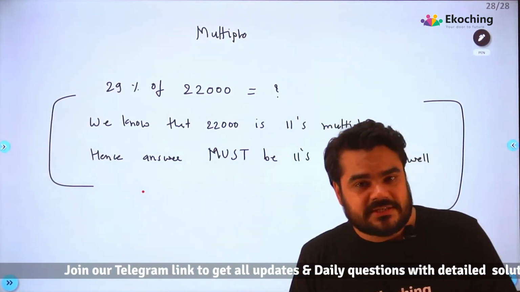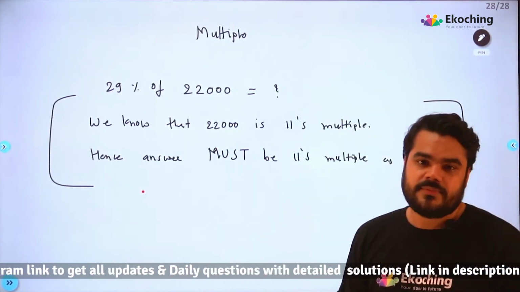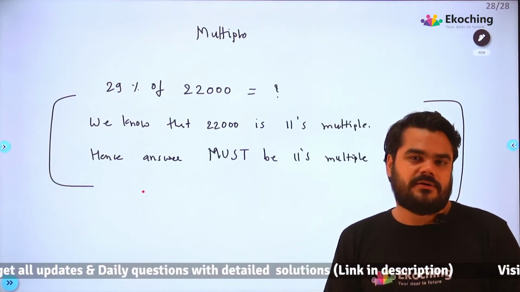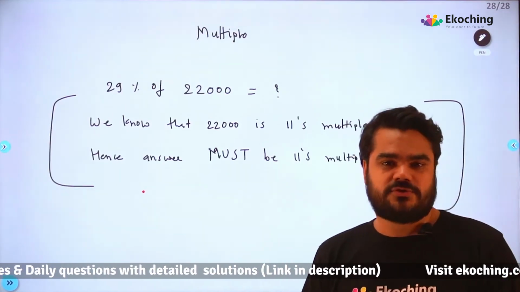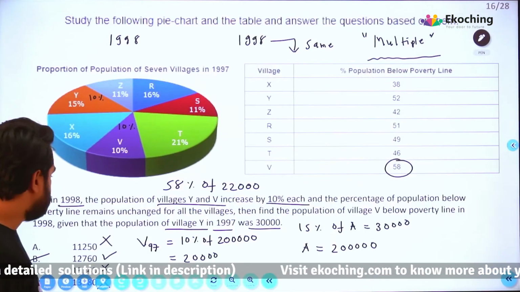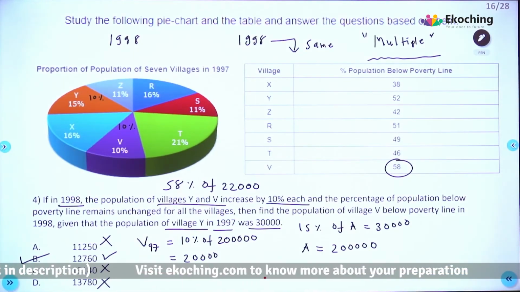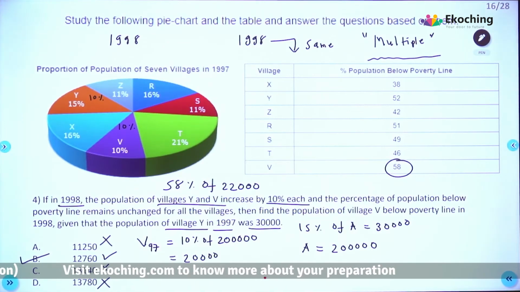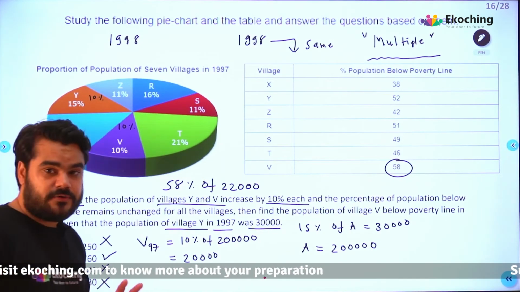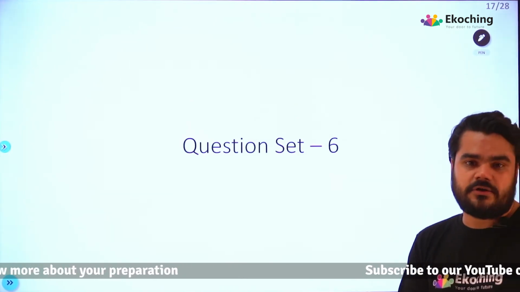So we have seen unit digit method, that is last digit or last non-zero digit. This is multiple method. These are a few methods which help you increase your speed. Right? So let's come back to the question. Yeah. So what is the answer here? The only 11's multiple 12760, and I'm sure all of you would have understood by now. This was a difficult question. Let's come to our last set of pie charts.